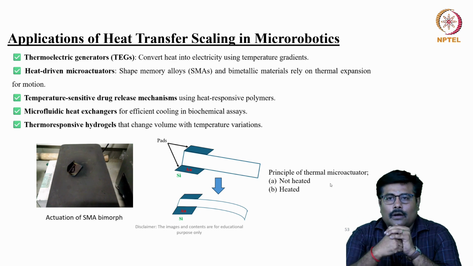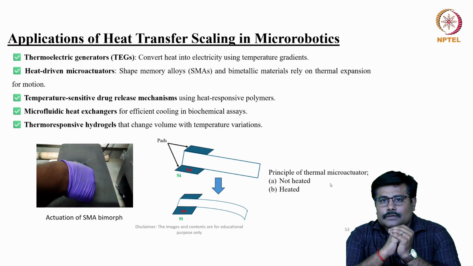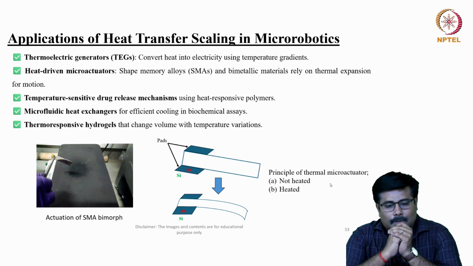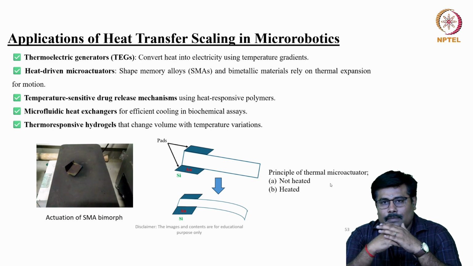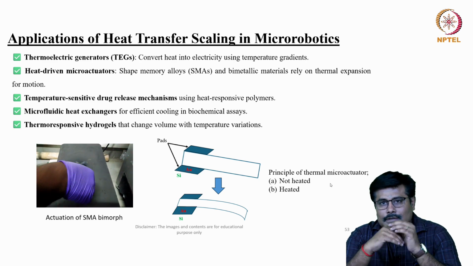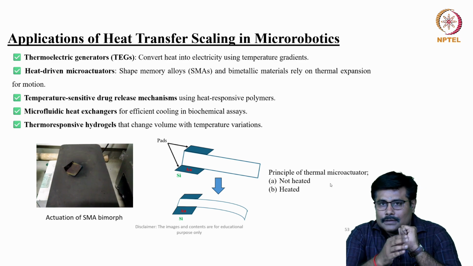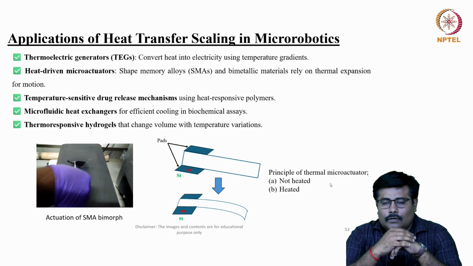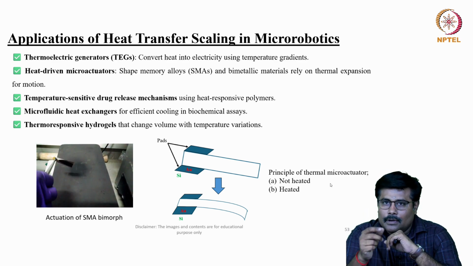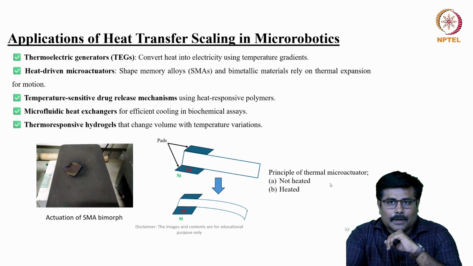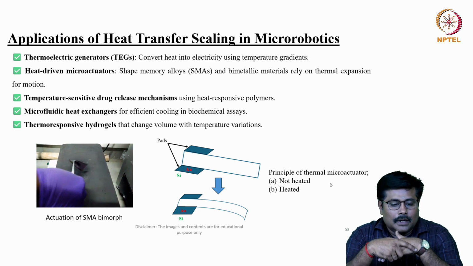Next is heat driven micro actuators. We have shape memory alloys and bimetallic materials which rely on thermal expansion for motion. When we actuate these shape memory alloys or bimetallic materials, there is a certain amount of locomotion. By applying thermal expansion, we can expect the locomotion that is exhibited here.